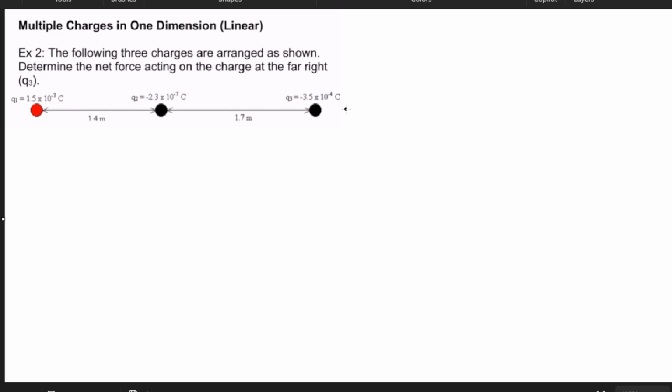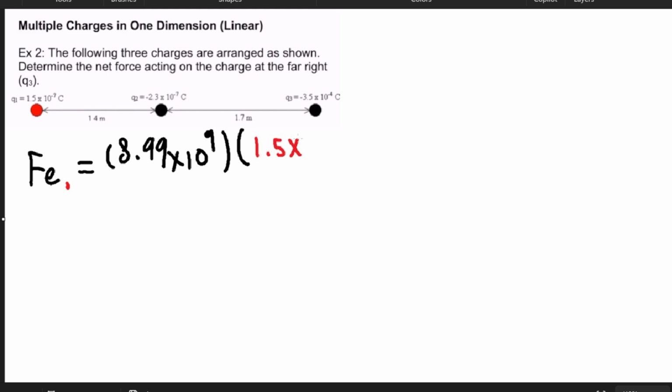So it's telling us to determine the net force acting on the charge at the far right, so this charge right here. So all you really do is just calculate the Fe for this, and then after you finish that, calculate the Fe for this, and then just add up the vectors. So I'll do electrostatic force, and then I'll put a red dot beside it so we know it's corresponding to this and this. So it's equal to K value 8.99 times 10 to the power of 9 multiplied by charge 1. So let's put that 1.5 times 10 to the negative 7.